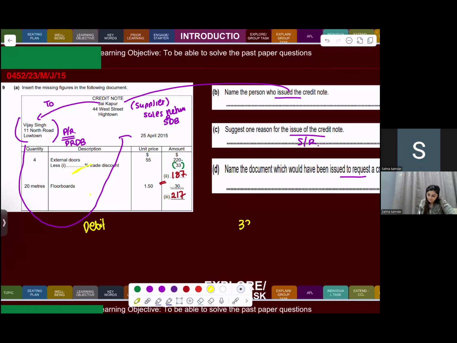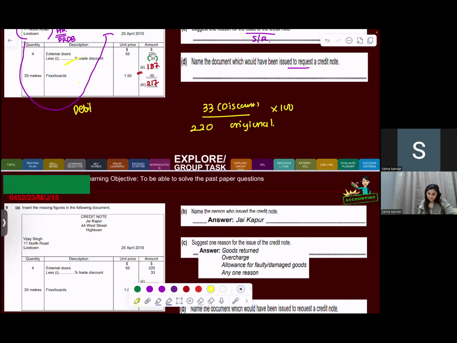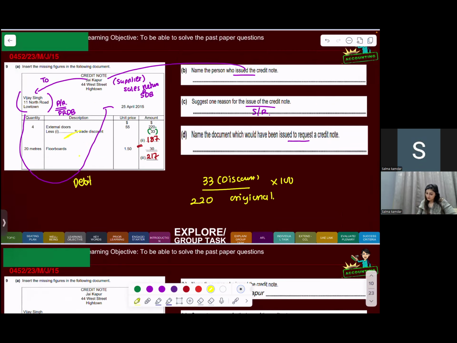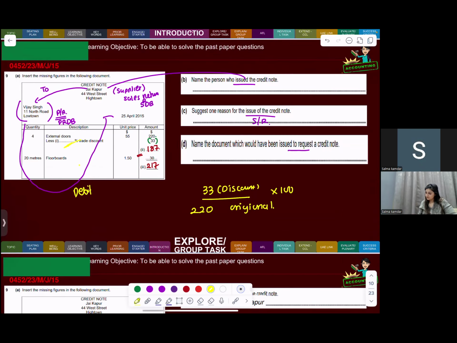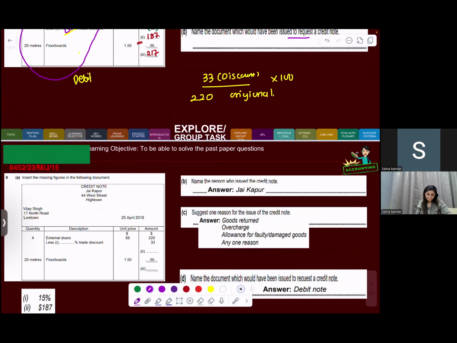So discount over original. We do discount over original into 100. So it is going to be 33 divided by 220 into 100. So the discount percentage is 15%. Then take some time, do it, and then go back to the next question.